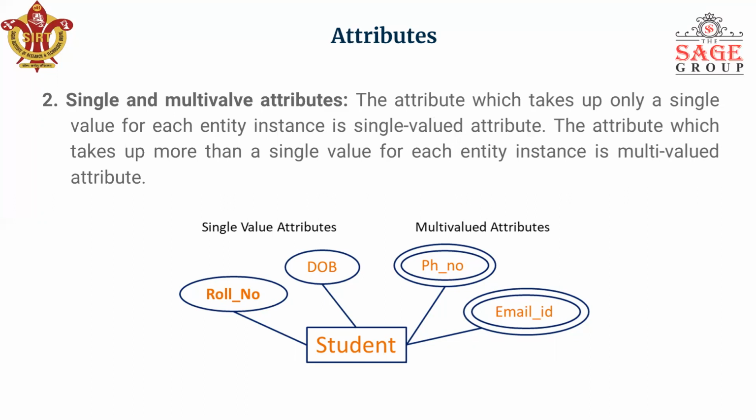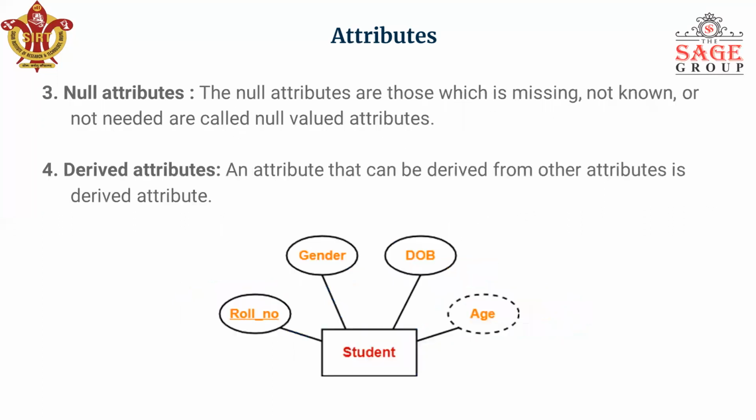But there is a chance that a student has multiple mail IDs and multiple mobile numbers. That's why phone number and email ID are represented by a double ellipse, which represents the multi-valued attribute. Means a single valued attribute is represented by a single line ellipse, and a multi-valued attribute is represented by a double line ellipse. So that is the graphical differentiation between the single valued attribute and multi-valued attribute.